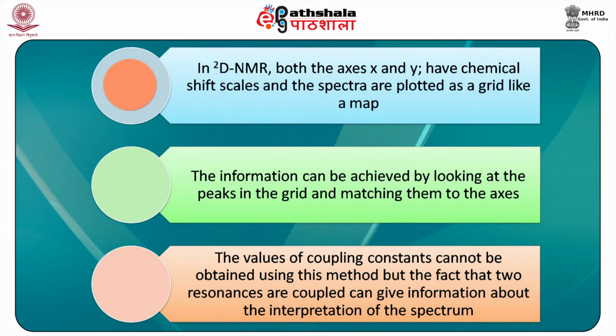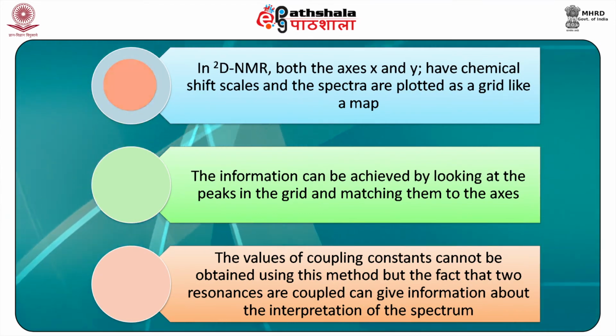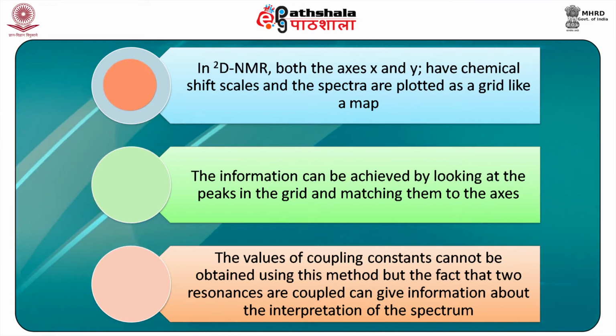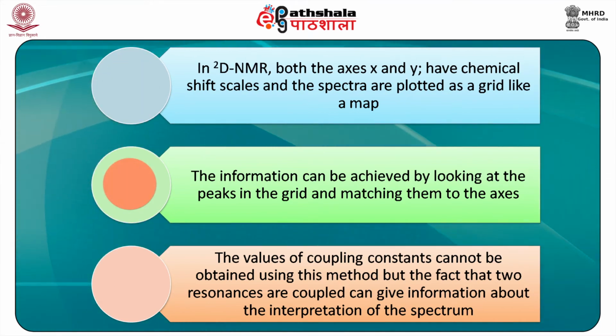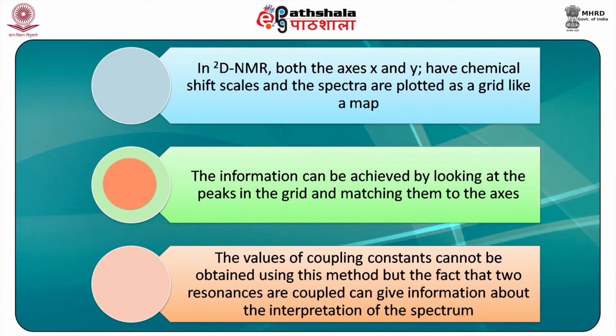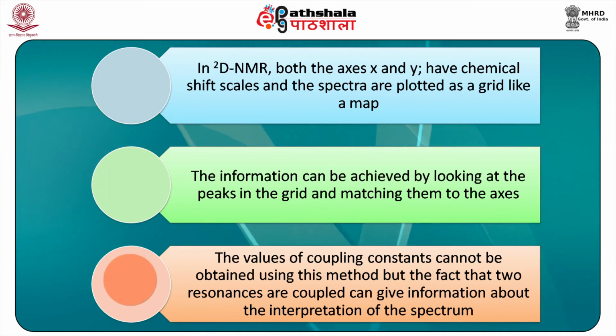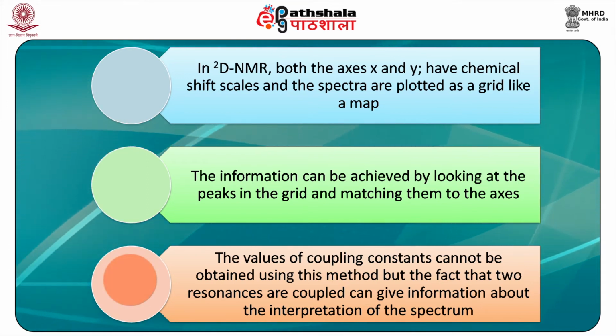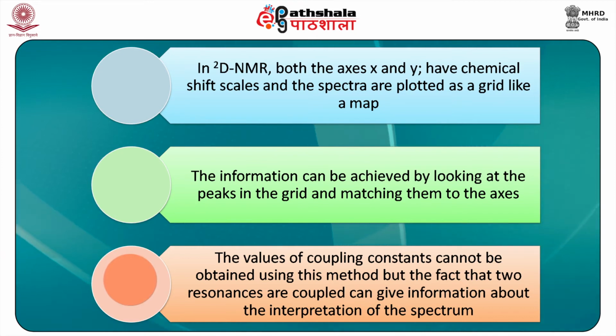Now, this involves 2 axes designated for frequency, and hence it is named 2-dimensional NMR, that is 2D NMR. In 2D NMR, both the axes X and Y have chemical shift scales, and the spectra are then plotted as a grid like a map. The information can be achieved by looking at the peaks in the grid and matching them to the axes. The values of coupling constants cannot be obtained using this method, but the fact that 2 resonances are coupled can give information about the interpretation of the spectra.